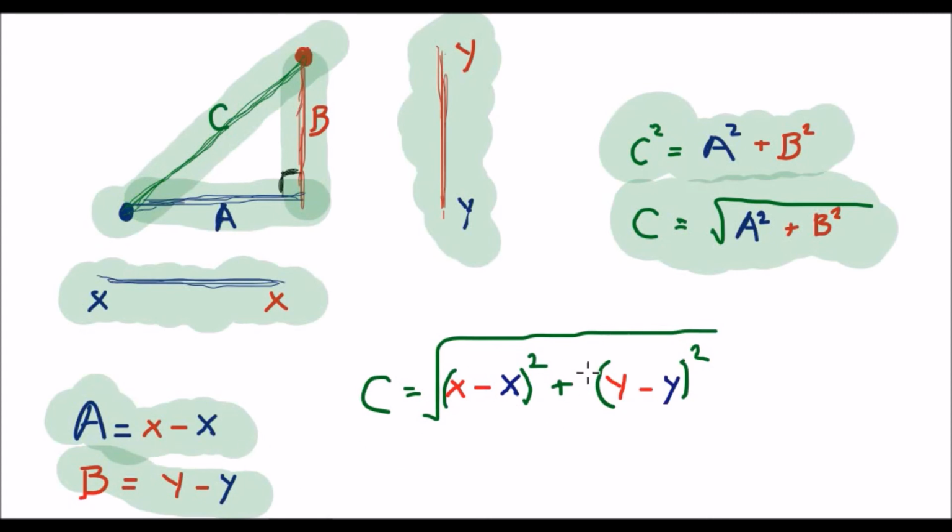So to substitute what we know into this formula, we get this. We get a is red x minus blue x, and we square that. And then we add red y minus blue y, and we square that. To sum up, we get a difference in x, and we square that, and we add that to the difference in y squared. And then we square root all that to find c, which is your distance.